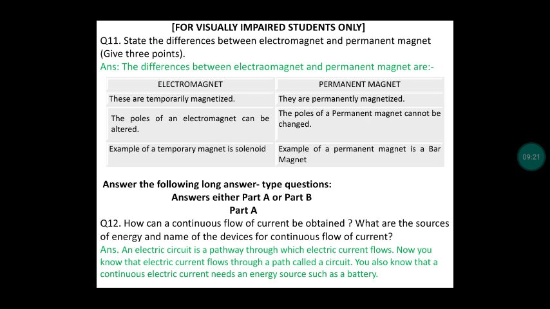How can a continuous flow of current be obtained? Where are the sources of energy, and name the device that continues the flow of current. An electric circuit is a path through which electric current flows. Now we know that electric current flows through the path called a circuit. We also know that a continuous electric circuit needs an energy source such as a battery.